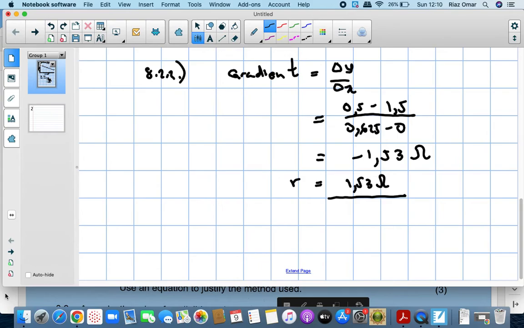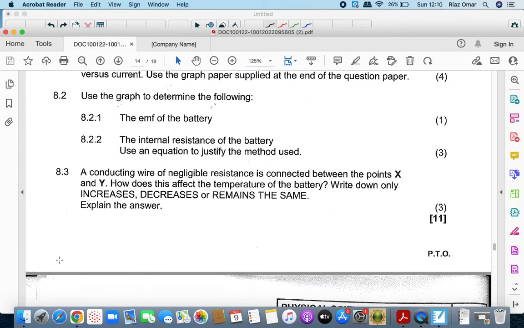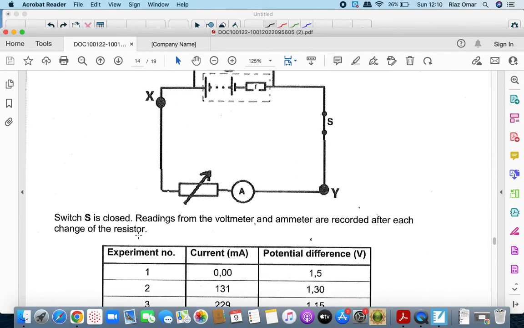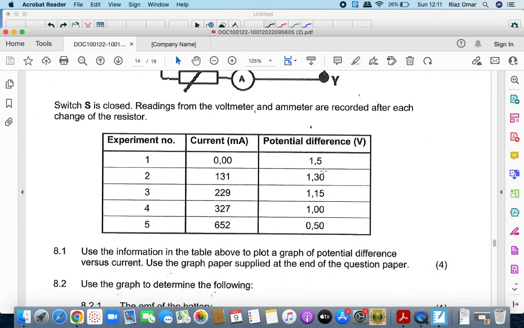Okay, now is there more questions? Let's see 8.3. A conducting wire of negligible resistance is connected between the points X and Y. There's X and Y. So if you're putting a conducting wire here, the current doesn't have to go through the resistance wire. It's found an easier path. Basically, you can cause a short circuit.